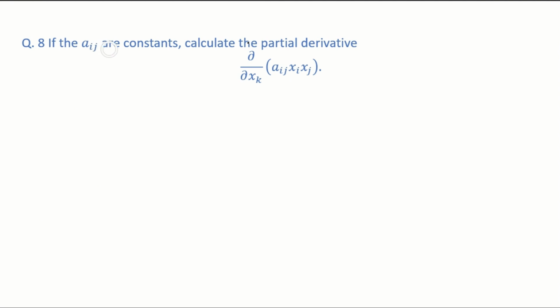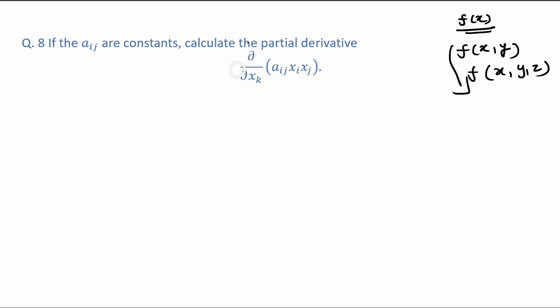If the a_ij are constants, so these are constant terms, calculate the partial derivative of this expression. Partial derivative comes into picture when you have a function with more than one variable. If you have a function with one variable, then you will use ordinary derivative. If you have a function with more than one variable, suppose you have two variables x, y, or three, four, five variables, in that case we cannot use ordinary derivative, we will use partial derivative. So here you have to take partial derivative.